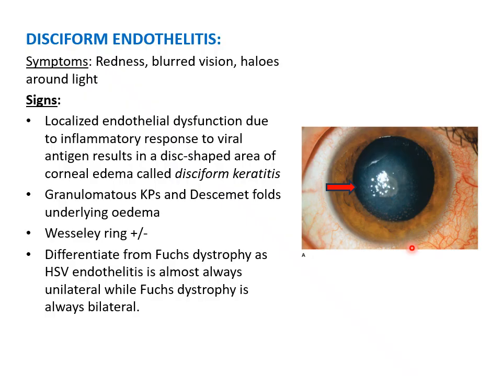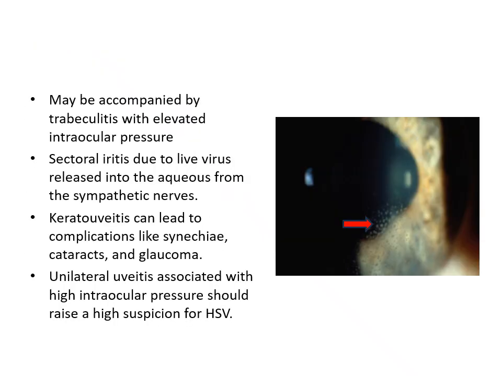Sometimes you may have an immune ring of Wessely also, and it is very important to differentiate disciform endothelitis from Fuchs dystrophy. Fuchs also presents in a similar way, but the difference is that Fuchs is bilateral and this one is unilateral. And of course, there are other differences related to the herpetic infection.